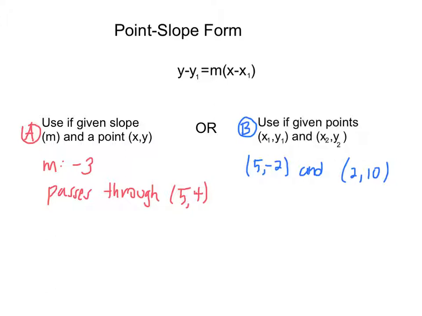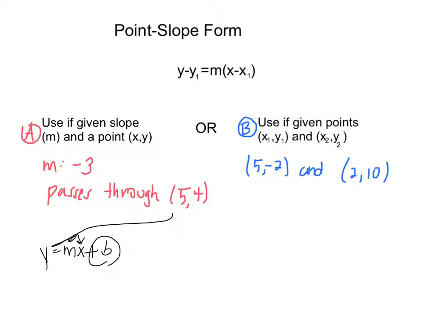Say we have m equals -3, and it passes through 5, 4. So we have our m, and we have our point. This is where it would be helpful to have point-slope form. It wouldn't be helpful to use y equals mx plus b form because, sure, you have the m, but you could plug in this point as y and x, and your b would still be unknown.